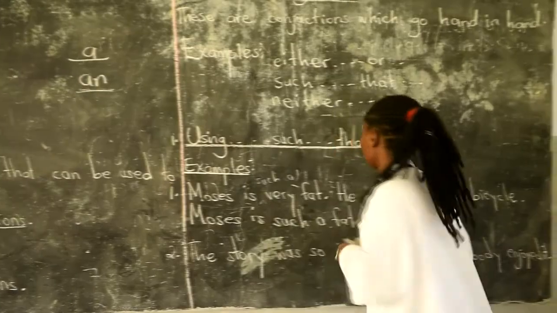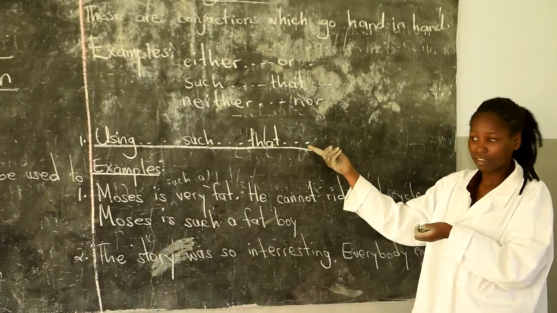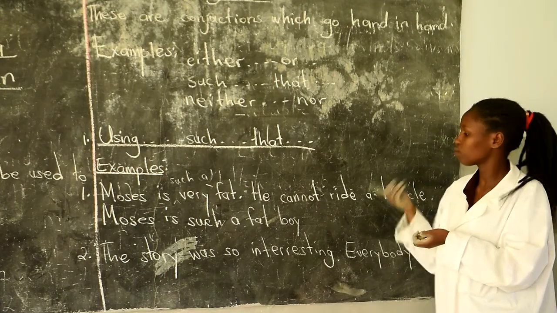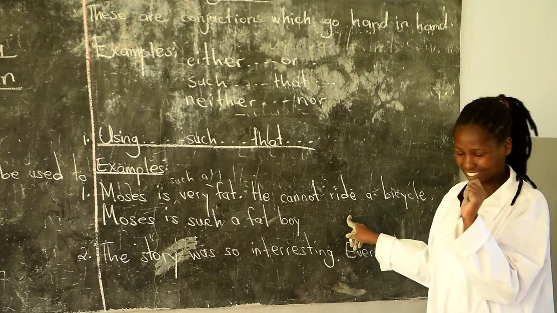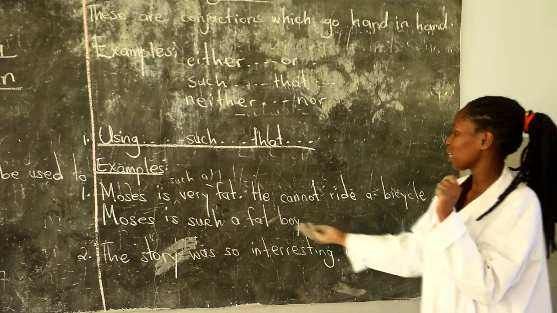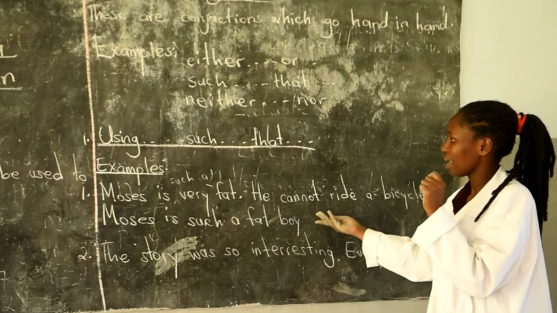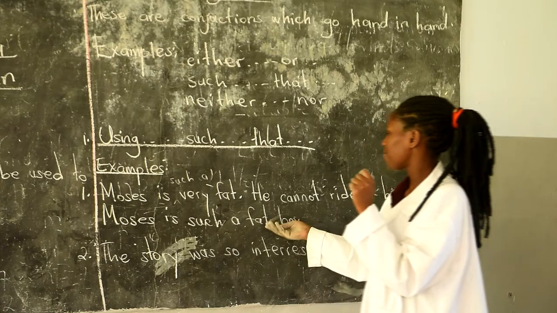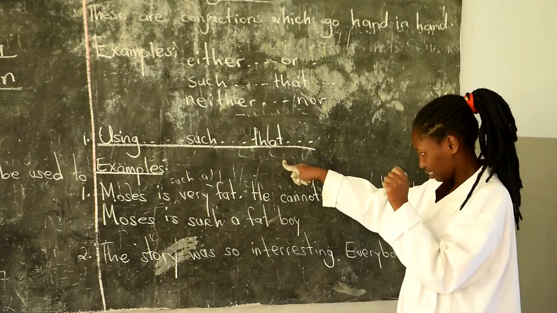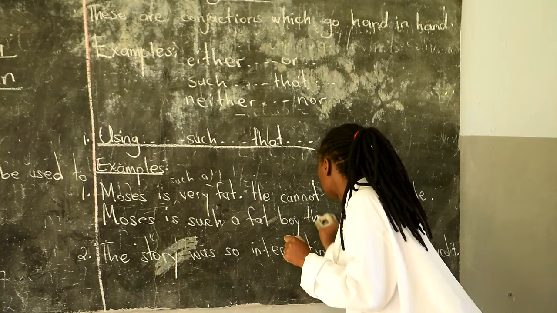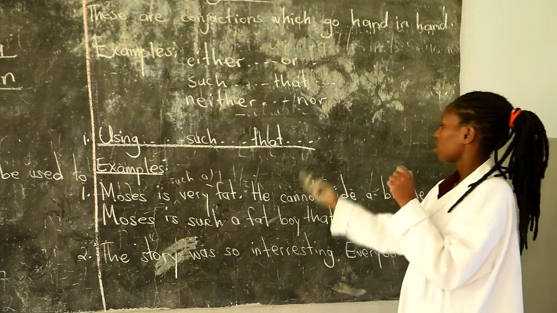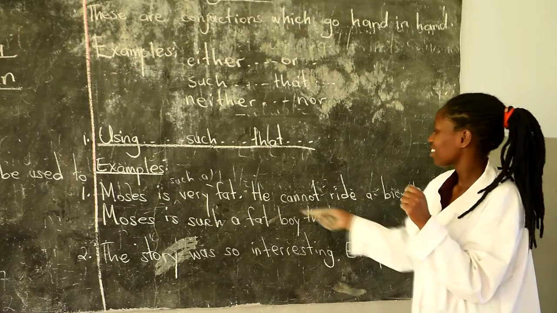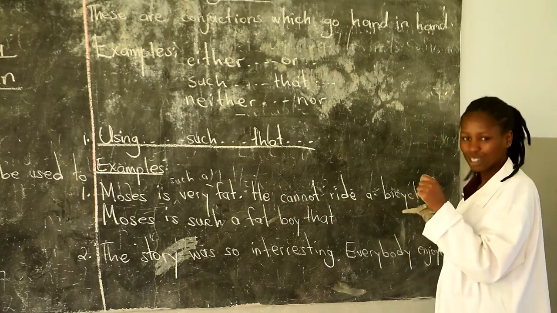So, we haven't used that yet. And we still have this sentence untouched. Yet we have to make it one sentence. This is what we do. Now that we have finished making this one right, bring that. Moses is such a fat boy that he cannot ride a bicycle. Very simple.